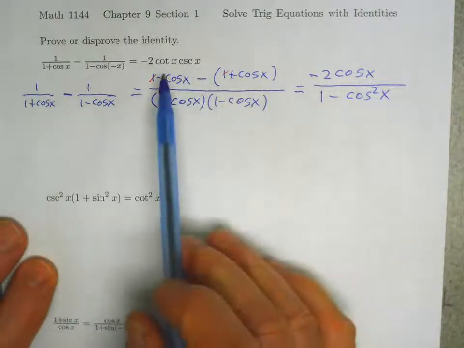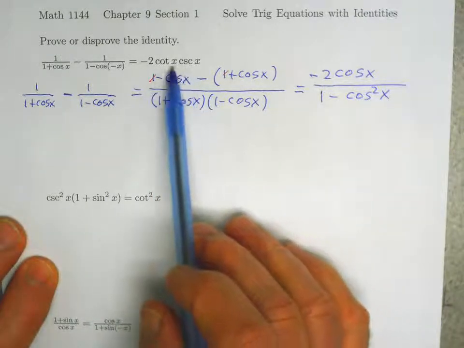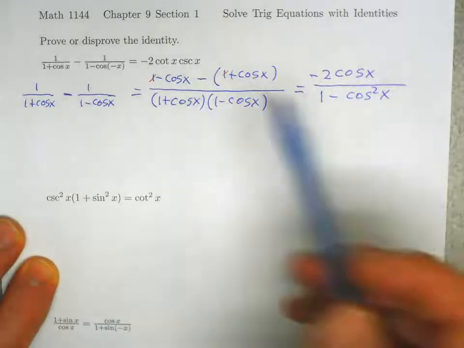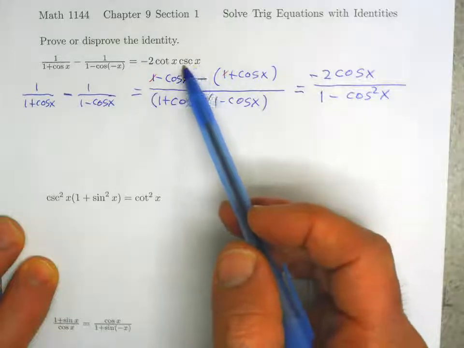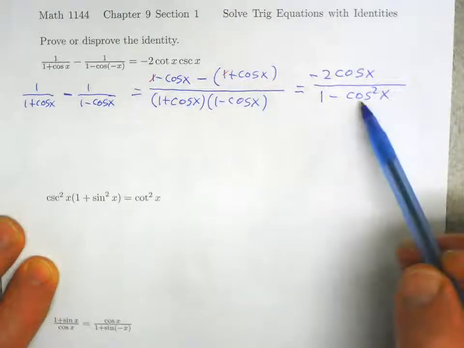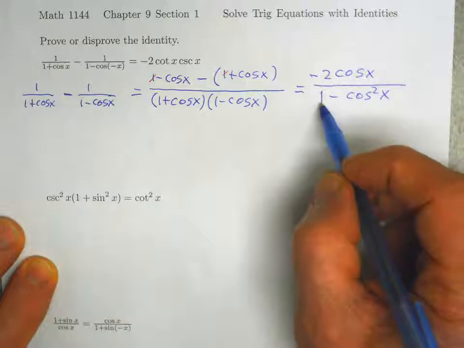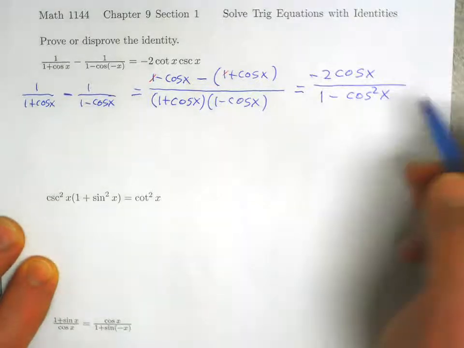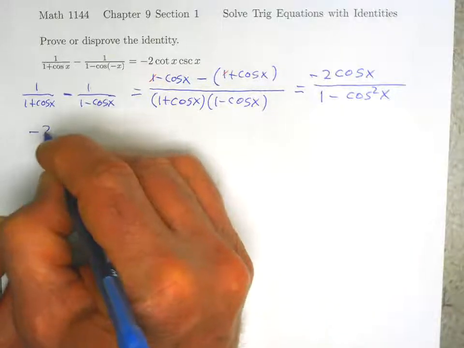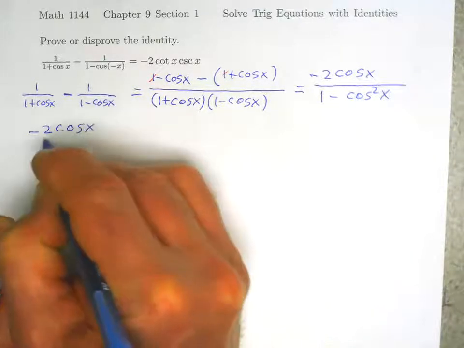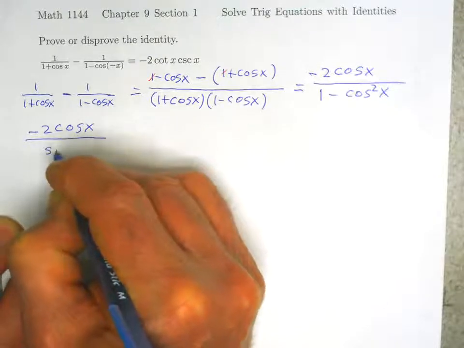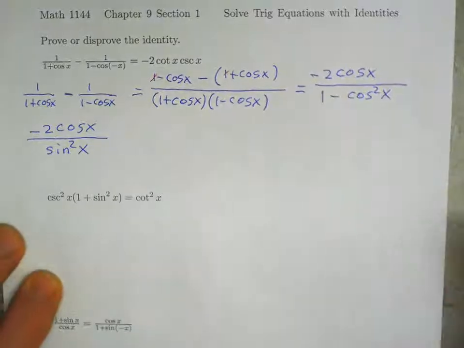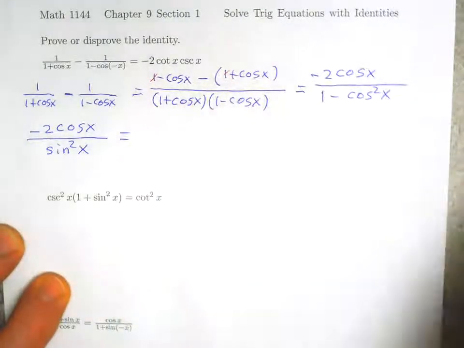And notice where we're trying to get to. We're trying to get to negative 2 cotangent of x cosecant of x. Cosecant of x is the reciprocal of sine of x. So that is a motivating factor to replace 1 minus cosine of x squared with sine of x squared. So we'll write this as negative 2 cosine of x divided by sine of x squared. Okay, well now we're just a couple of steps away.